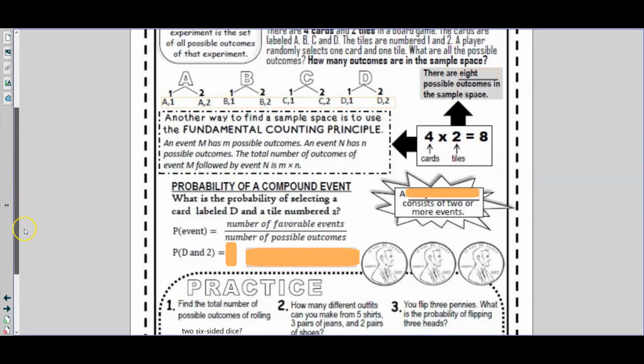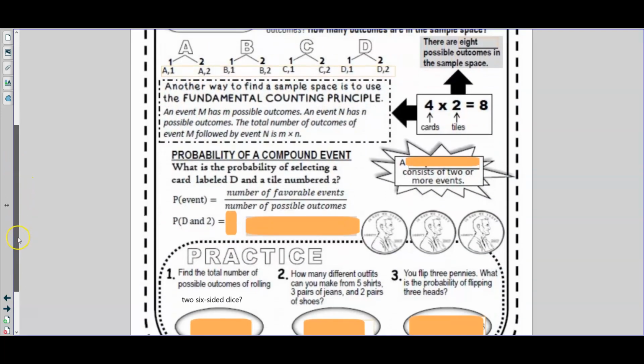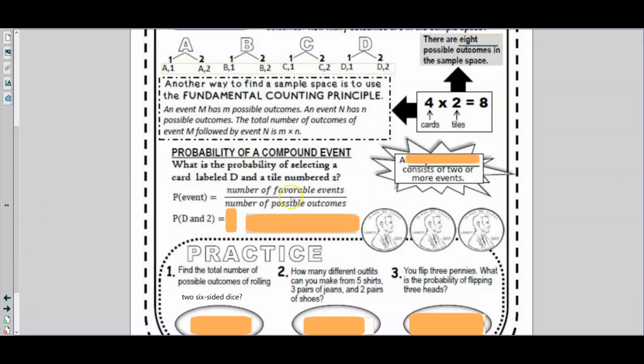Come on down to these ones. Compound events, like what we did before, consist of probabilities of 2 or more events. Remember that any event is the winners over the total.